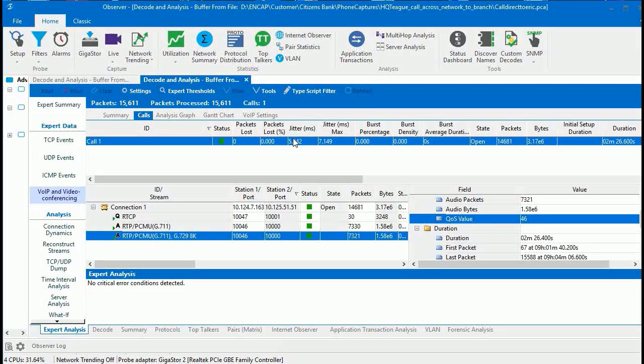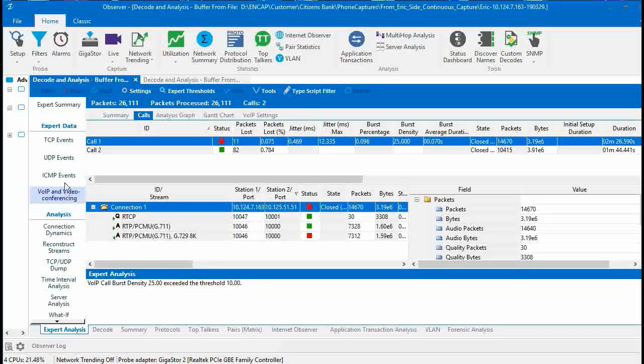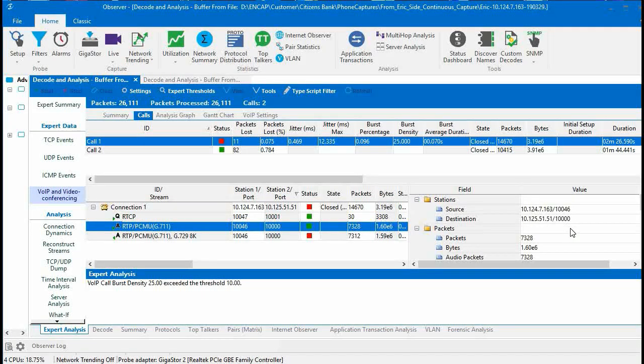So the call from this phone going in the direction of the other phone, we have QoS both directions. When I look at the other trace, where I have the packets from the other half of that call, you notice I have 11 packets lost. Status is red. Got some call burst density here, expert analysis.